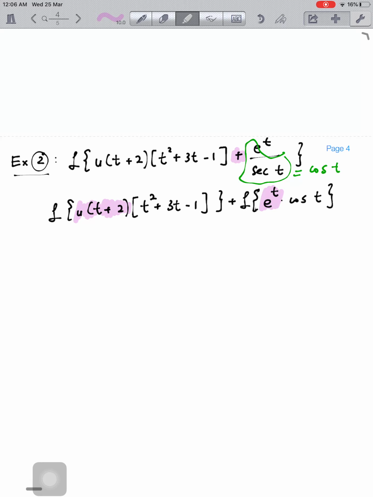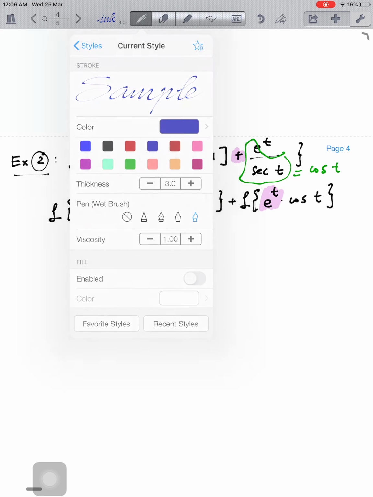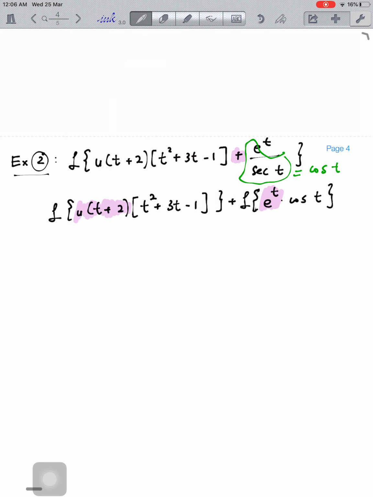So what you have to do when you come across cases like this is do them individually, and only combine them at the end of the calculation. So now let's start with the first one, which is the second shift theorem. So I'll put over here: by second shift theorem.